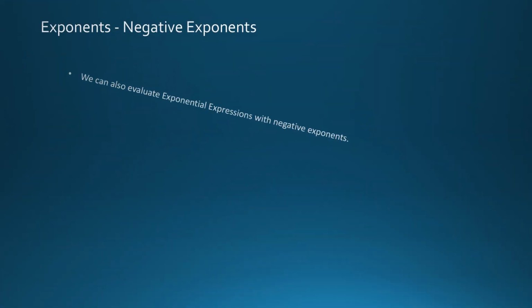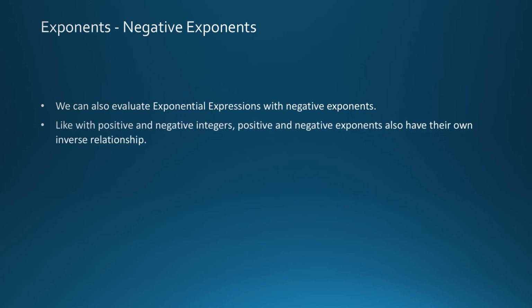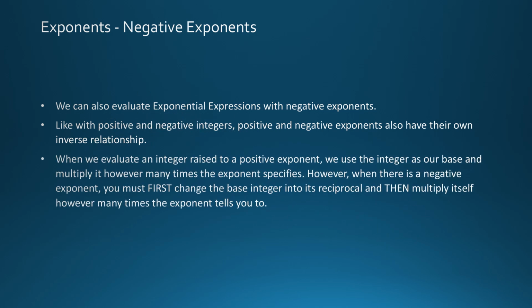We can also evaluate exponential expressions with negative exponents. Like with positive and negative integers, positive and negative exponents also have their own inverse relationship. When we evaluate an integer raised to a positive exponent, we use the integer as our base and multiply it however many times the exponent specifies. However, when there is a negative exponent, you must first change the base integer into its reciprocal and then multiply itself, however many times the exponent tells you to.